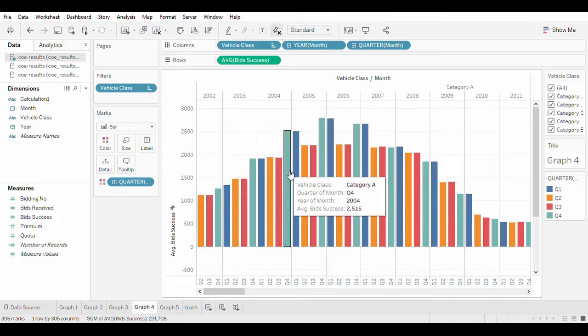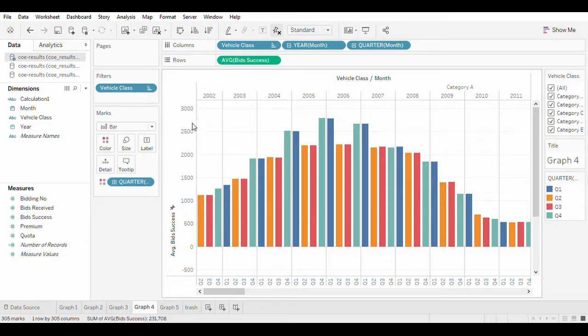I have used the dimensions vehicle class and year broken down in quarters and placed them in the columns, and average bid successes for measures and placed it in rows. Bid successes represents the number of successfully bidded COEs, which is also the same as the number of newly bought cars. I added year quarters to colors to differentiate the 4 quarters of the year.